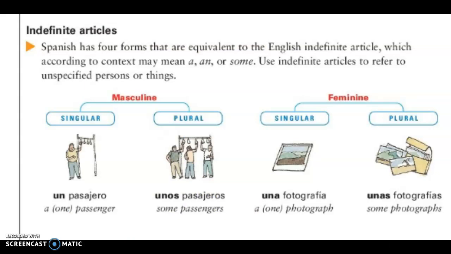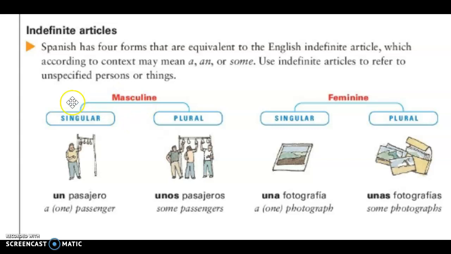All right, so indefinite articles. Spanish has 4 forms that are equivalent to the English indefinite article a, an, or some. So you use indefinite articles to refer to unspecified persons or things. Like I said before, any old thing, not a very specific the thing. So again, indefinite articles have masculine and feminine forms.